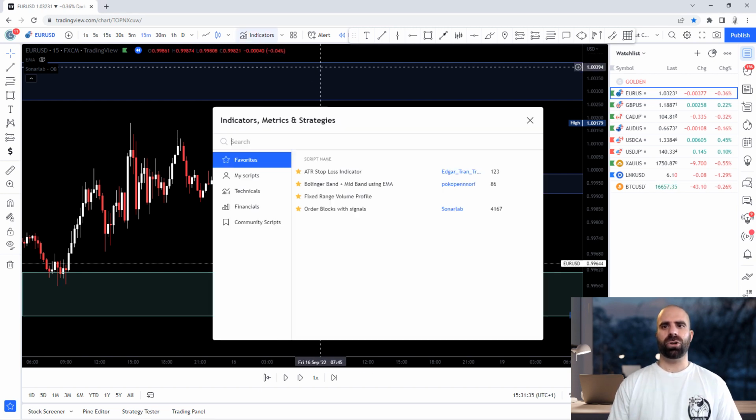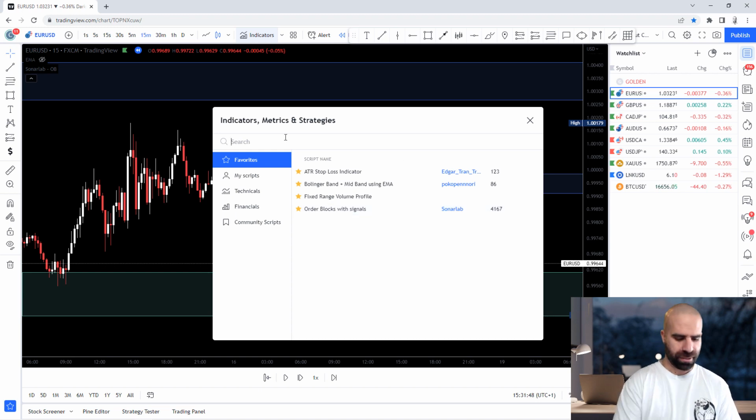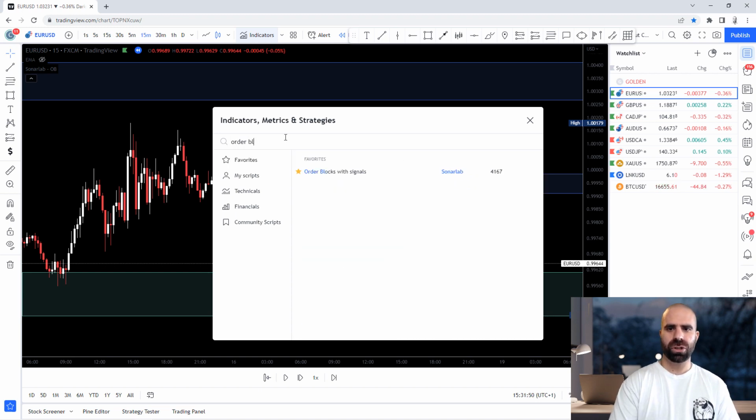Go to your Indicators tab at the TradingView platform, and then I want you to go ahead and find this indicator, order blocks with signals, by Sonar Lab. So type down order blocks with signals, okay? And then you will find this indicator by Sonar Lab.